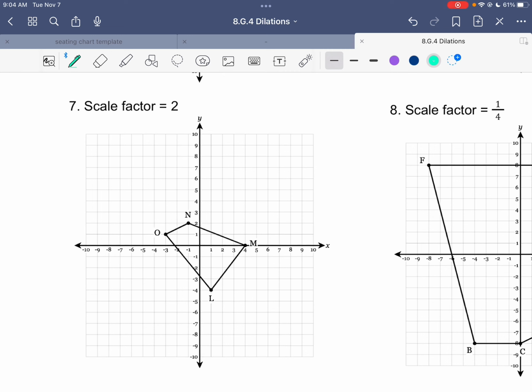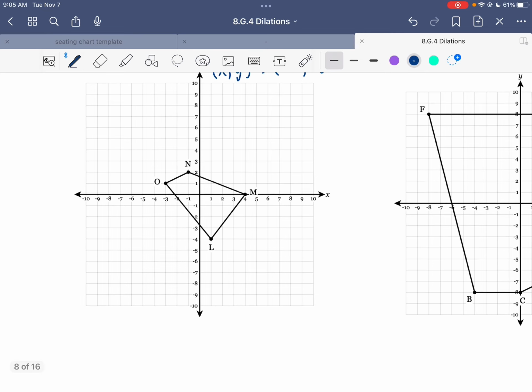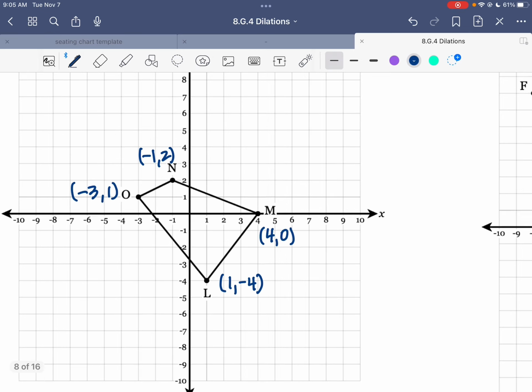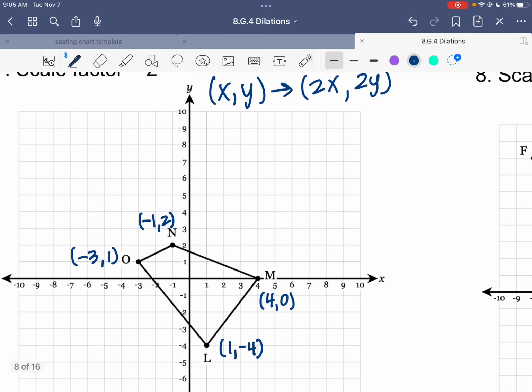Number 7, our scale factor is 2. This is an enlargement. Our coordinate rule will be for every x and y, we're going to multiply x by 2 and y by 2. So we need to find our coordinates. M is 4, 0. L is 1, -4. N is -1, 2. And O is -3, 1. We're going to multiply all those times our scale factor of 2.